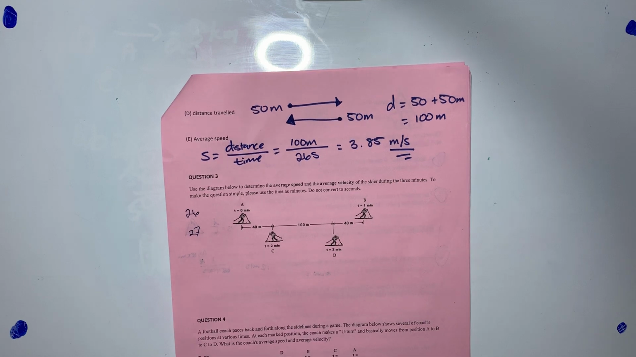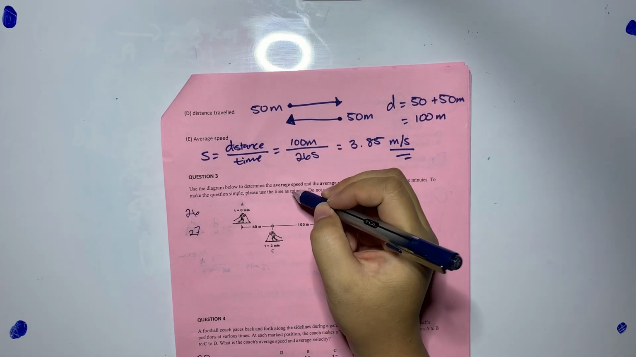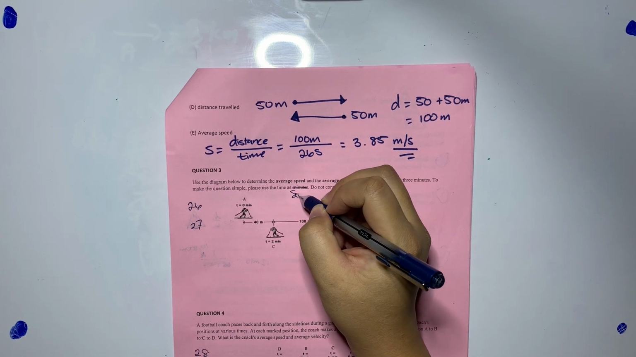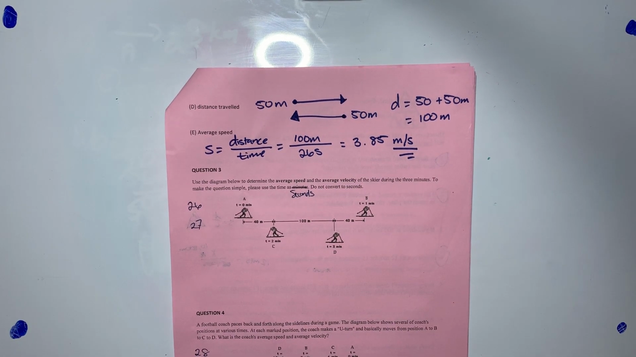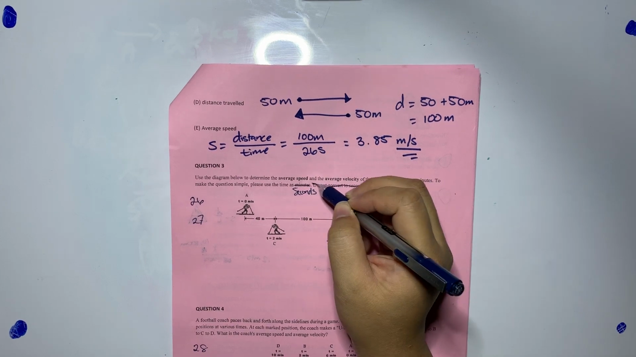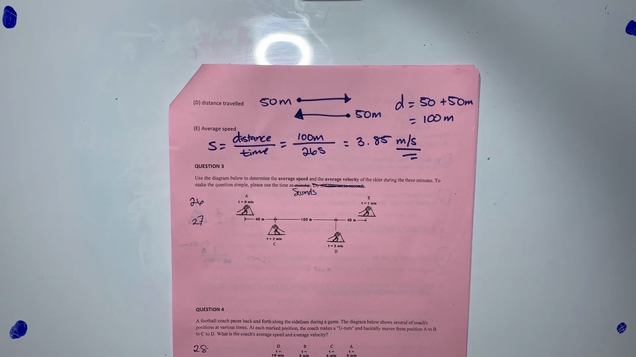Use the diagram below to determine the average speed and average velocity of the skier during the 3 minutes. To make the question simple, please use time as minutes, do not convert to seconds. Okay, so cross that out. We are going to convert to seconds. Okay, we will convert, so cross this out. We are going to convert.